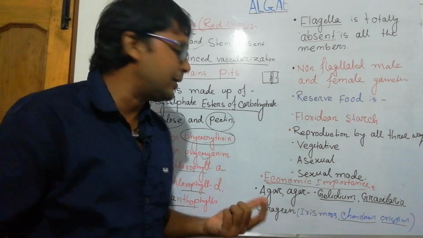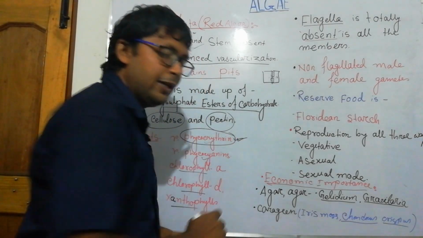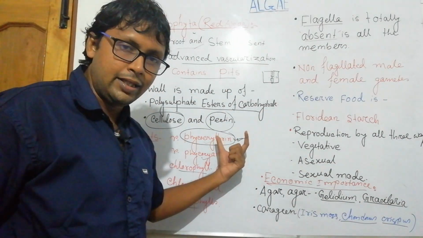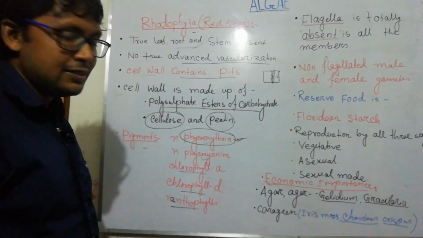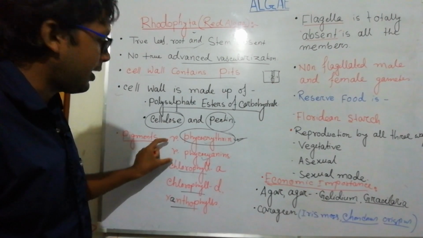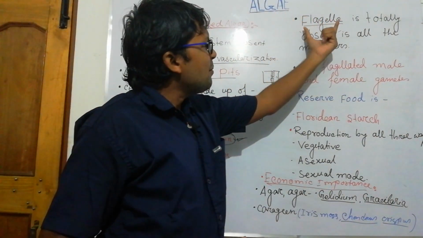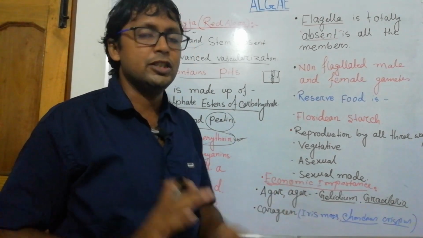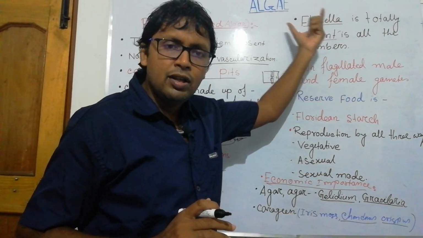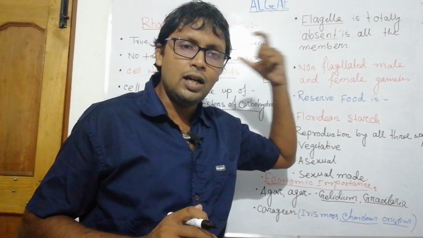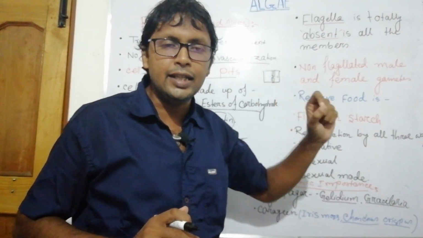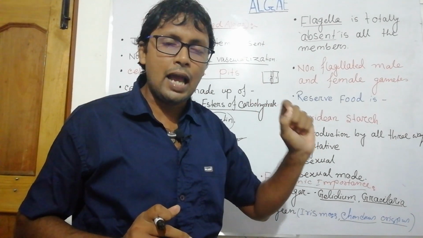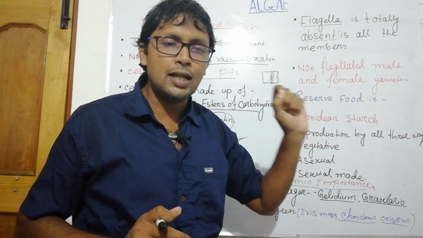So why red pigment? This one is responsible for red pigmentation. Why does the red pigmentation occur? Due to R-phycoerythrin and R-phycocyanin being present in the red algae. R for red. Now the flagella are totally absent in all types of members. This one is the advanced trait for Rhodophyta. Rhodophyta do not contain any flagellated members, either zoospores, gametes or anything. This one is an advanced trait.